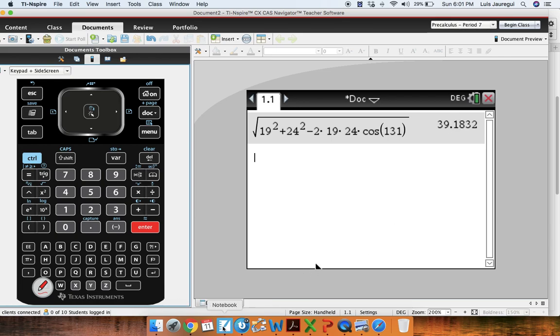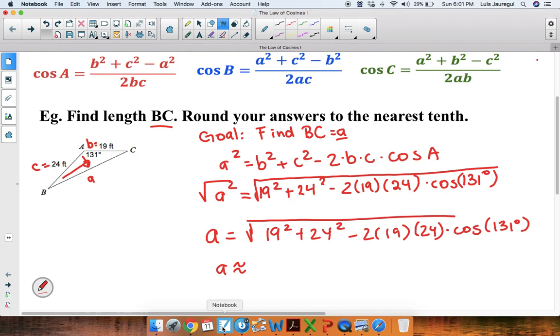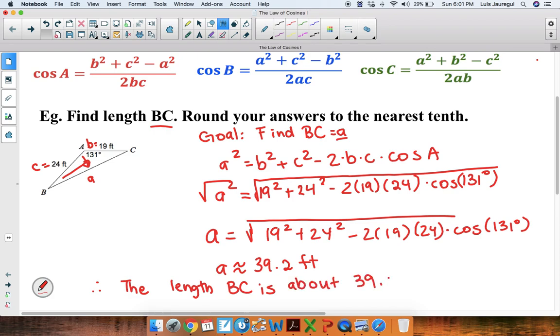Okay, so going back to the problem here, I'm going to say that A is approximately 39.2 feet. However, that was not the original question that they were asking. They were asking us for length. So we can say, therefore, the length BC is approximately 39.2 feet. And why can we make this connection? Well, we can make this connection because the length of BC is the same as A.